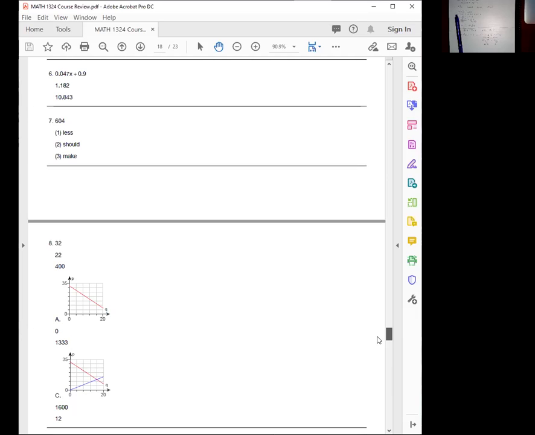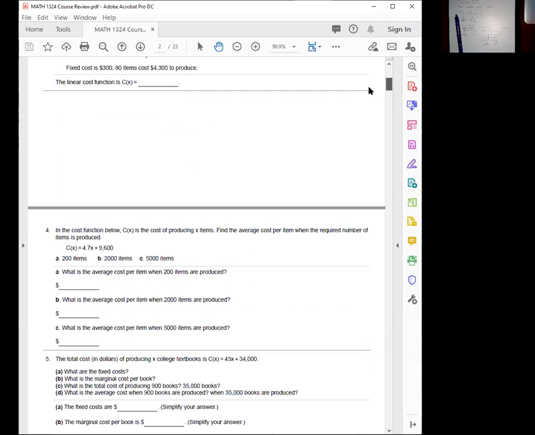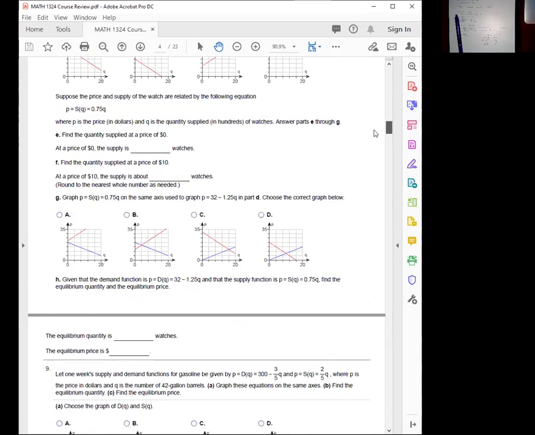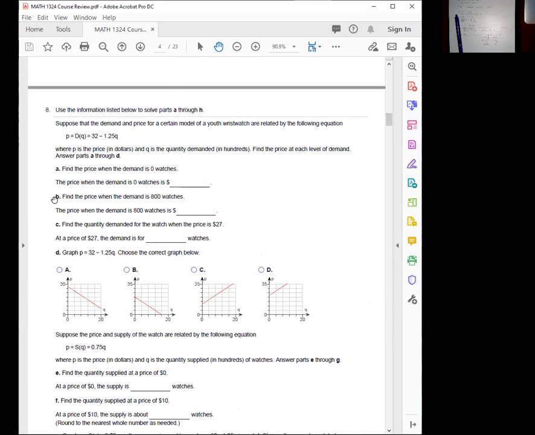Number 8 should be 22. What did you get? Negative 68. I think that's why I was confused, because it's asking for a price and it really shouldn't be negative. True. Let's read it one more time. Find the price when the demand is 800 watches. Yeah, because the demand will keep going downward.